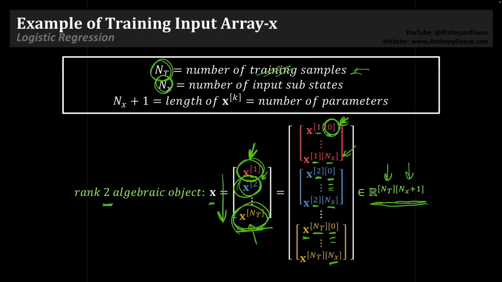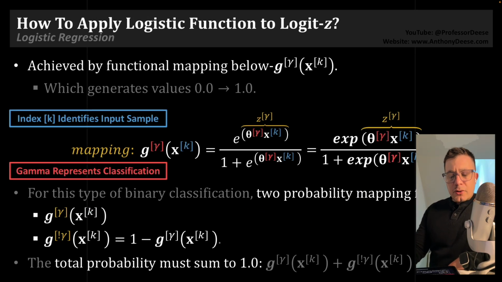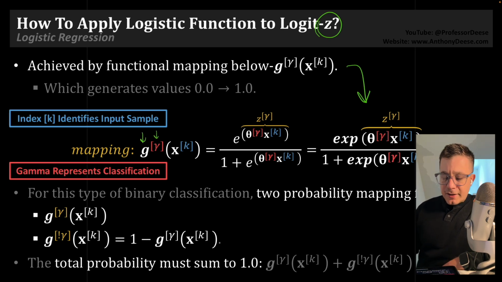And so I just wanted to review this so when we get to the example, you're aware of what, at least from my implementation, the input or the training input should look like. So we still haven't answered the question of how we can apply a logistic function to our logit z. Now this is achieved by a functional mapping like that shown below, and it takes the unbounded logit value and generates a bounded value between 0 and 1 or 0 and 100%. Now the function again is g, with a superscript gamma that represents the classification we are interested in. It accepts an input x, and we use the k superscript to indicate which sample we're concerned with.